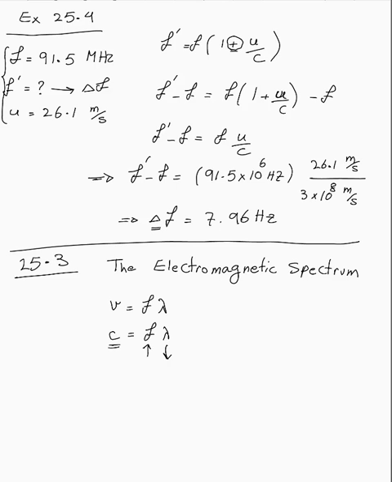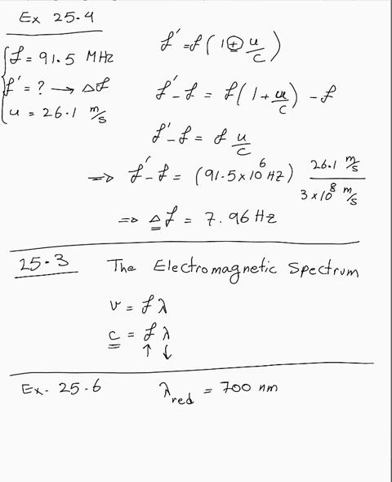Okay, look at example 25.6. In this example, we want to find the frequency of red light with a wavelength of 700 nanometers and violet light with a wavelength of 400 nanometers. So I'm going to solve only one of them. For the red light, we know that the wavelength is 700 nanometers. So this is the wavelength of the red light of the problem. Now, what is its frequency? What is the frequency of red light?